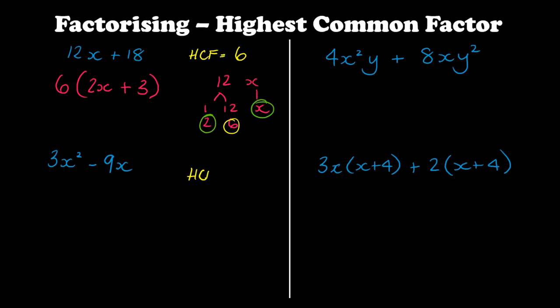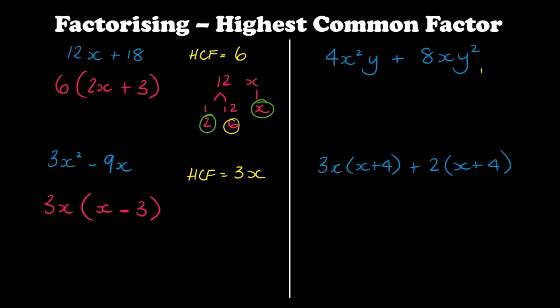So the highest common factor here is equal to 3x. So the 3x goes outside. 3x multiplied by what gives me 3x squared? So I know that that one is an x. This time I have a minus sign, so I need to minus 3x multiplied by what will give me 9x, so minus 3. You can always check by expanding, so make sure that if you are a little bit unsure, that's what you do.